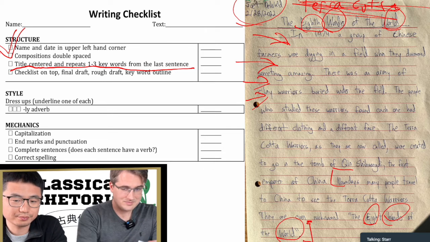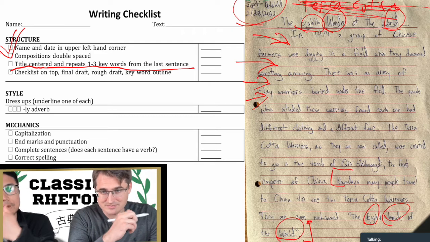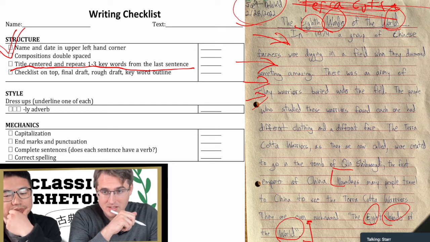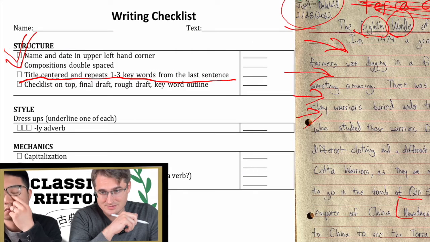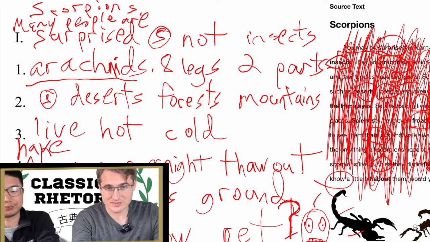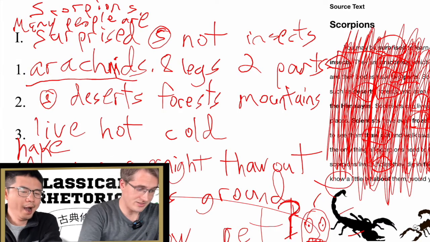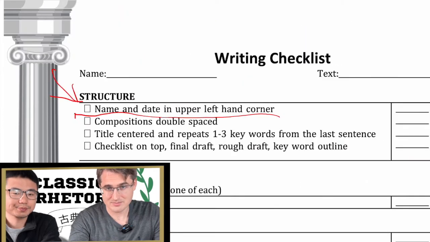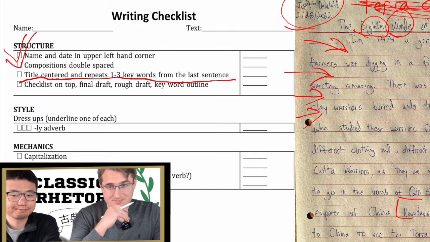Okay. Yes, what's your question? For the title, do you have to use the 3 KWOs in your last sentence, or you just have to use the 3 words from your last sentence? Just 3 words from your last sentence. You don't have to use these 3 KWs. Right. Okay.